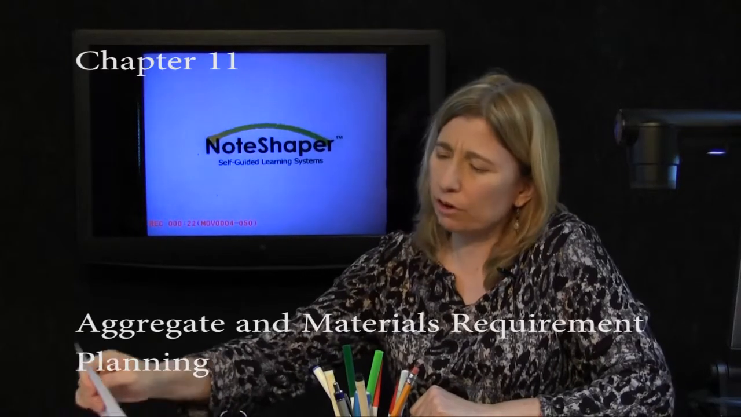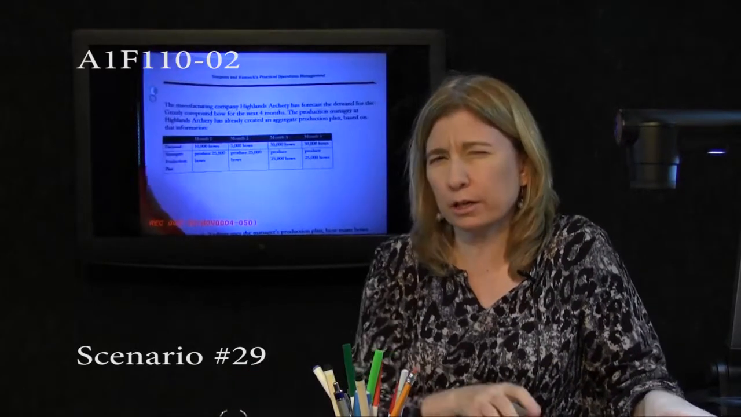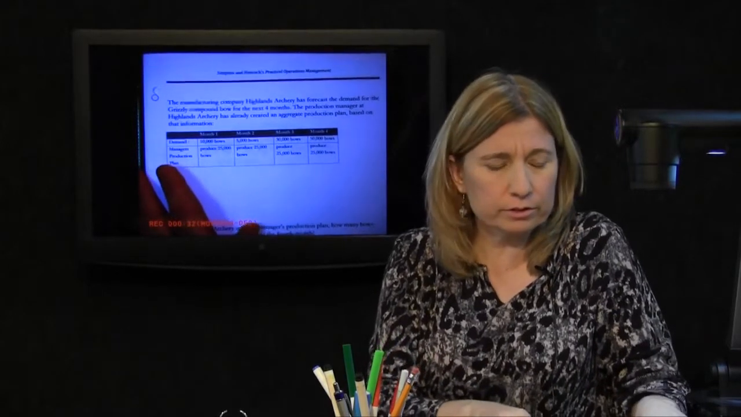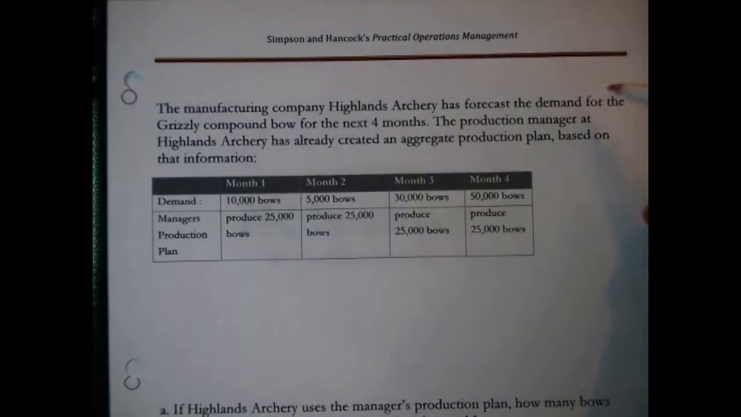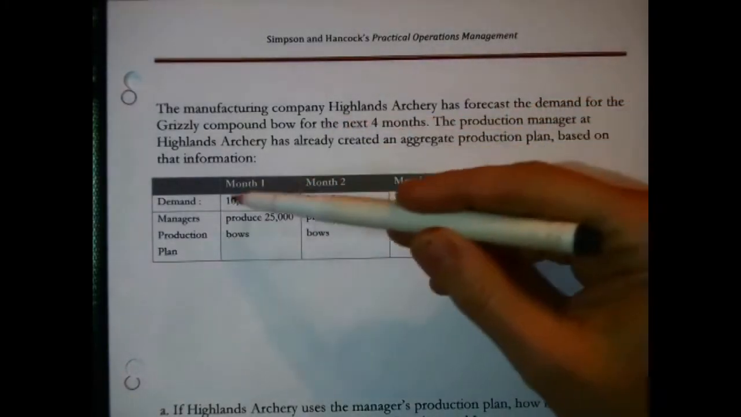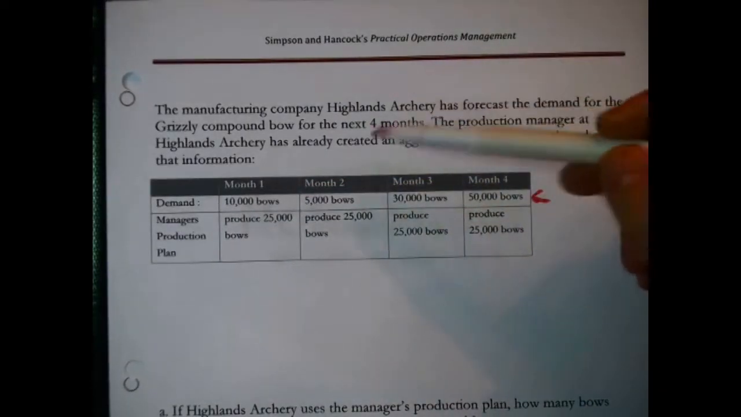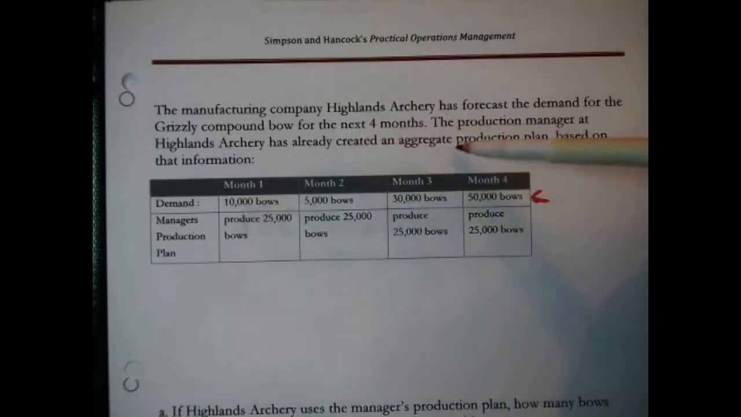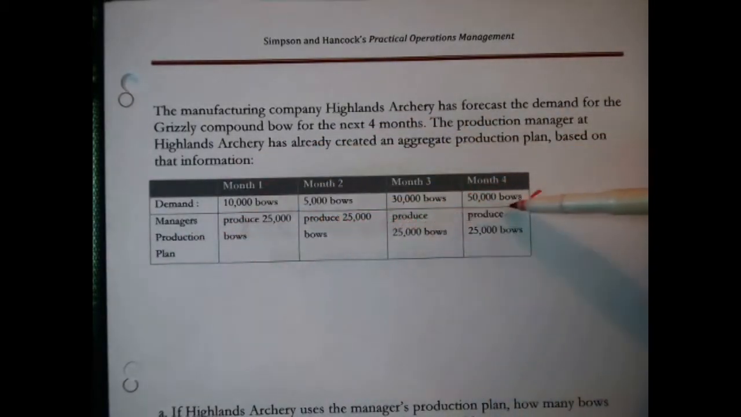In the Highlands archery problem, you're provided with an aggregate plan. It's already complete. The problem is essentially just asking about inventory levels. Let's take a look. The manufacturing company Highlands Archery has forecasted the demand for the grizzly compound bow for the next 4 months, and we can see the forecast right there. The production manager at Highlands Archery has already created an aggregate plan based on this information. And so we see that the plan's right here.